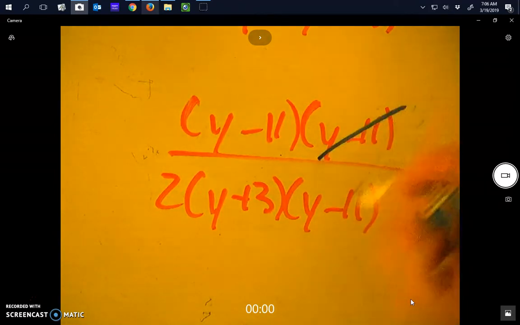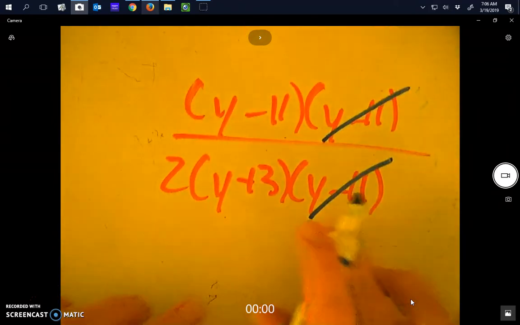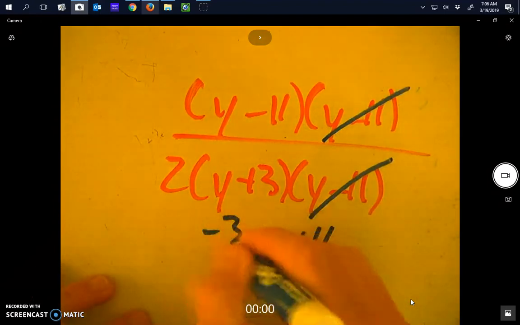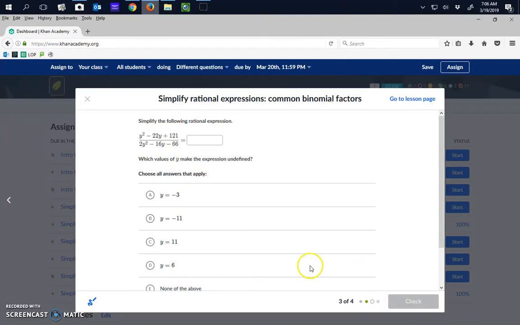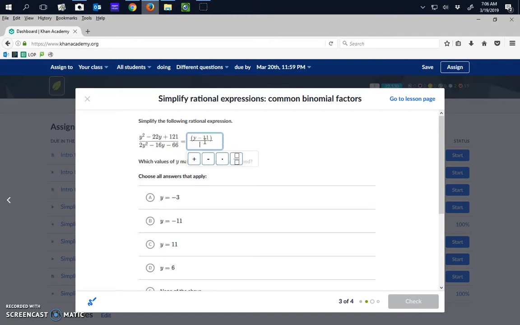We can cross out y minus 11. Don't forget your excluded values are positive 11 and negative 3. And this is our final answer. Y minus 11 over 2y plus 3. Excluded values are negative 3 and positive 11.